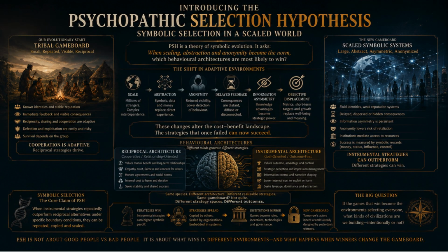So going on to the next slide here, I just want to introduce the theory holistically if you're new to it. Really, at the end of the day, I ask a simple question: what happens when human beings stop competing for resources, status, and reproduction primarily inside small tribal systems, and begin competing for those same things inside enormous symbolic systems like markets, corporations, financial systems, nation states, and so on, where access to biological survival itself is mediated through symbolic infrastructure? That is really the starting question of the psychopathic selection hypothesis.